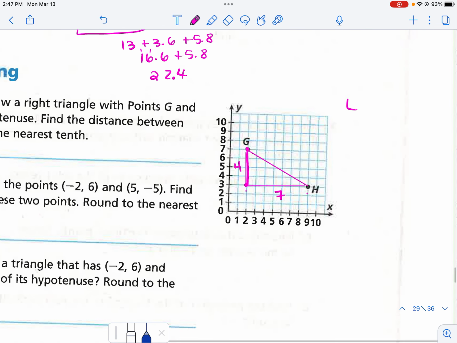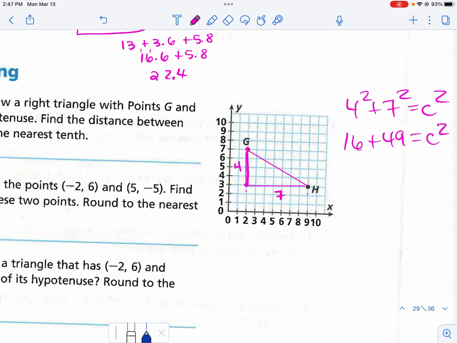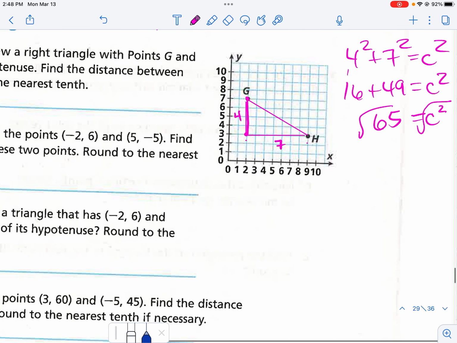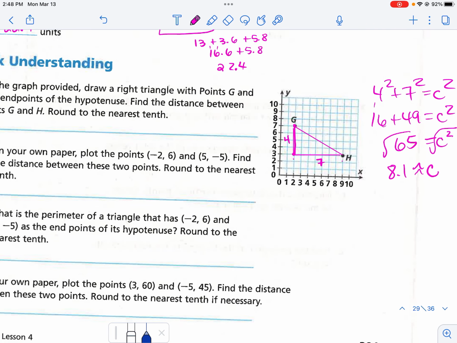So 4 squared plus 7 squared, what does that equal? So 16 plus 49 is c squared, so that's a 5, 65 is equal to c squared. I take the square root of both sides. Didn't we just do this one? So this is going to be 8.1-ish for c.